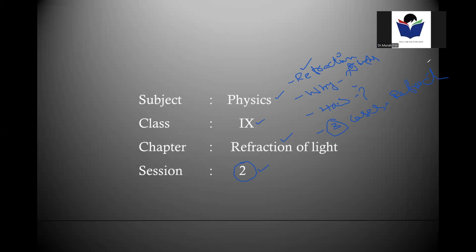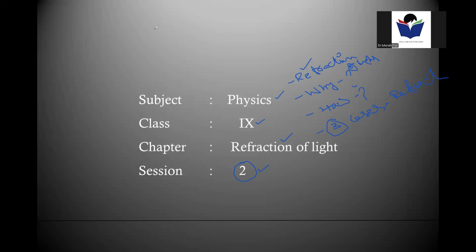So why refraction of light? Because when light travels from one medium to another medium, its velocity changes. Due to the change in velocity, while entering from one medium to another, refraction takes place. That is the clarification for why.